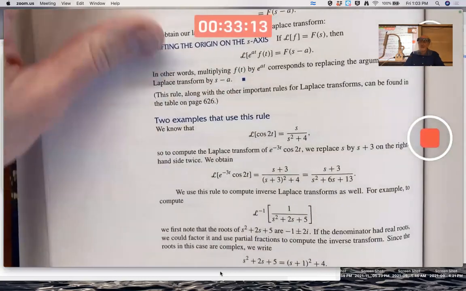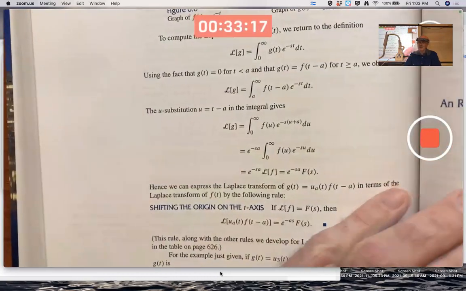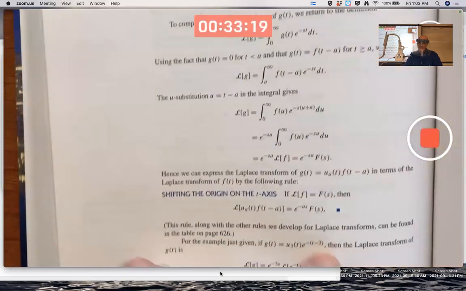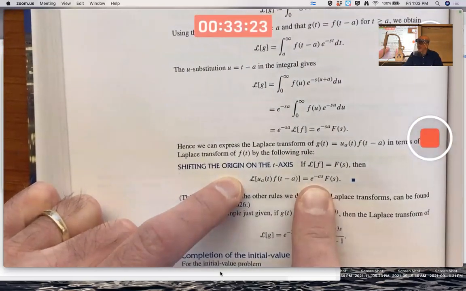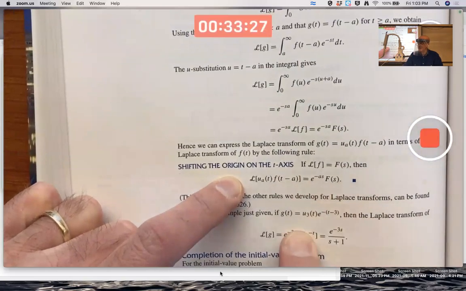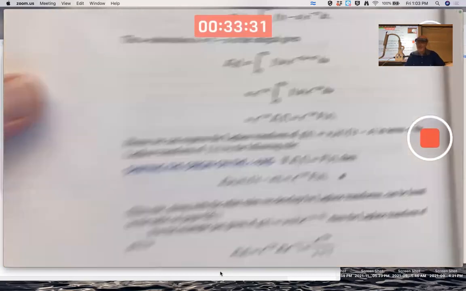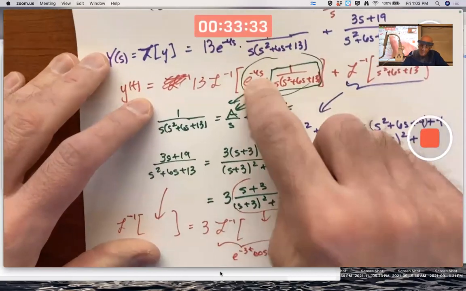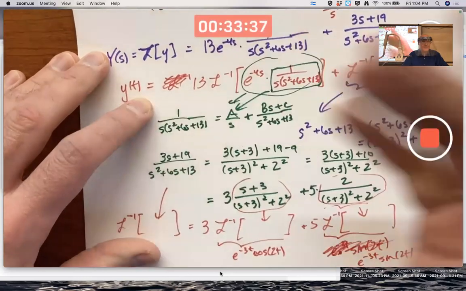But we wouldn't be done, because we'd also have to use the shifting on the t-axis property, because the u function is in there. This one. The e to the -as is in there on the inside of the inverse Laplace transform. So our answer is going to involve u_a(t), where in that case, a is 4. And that's how u_4(t) would become involved.